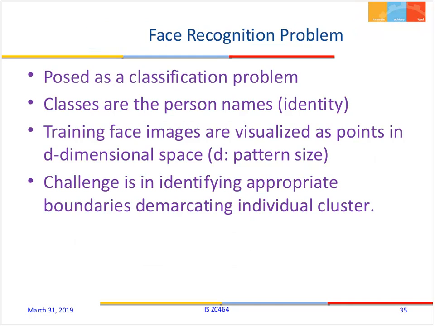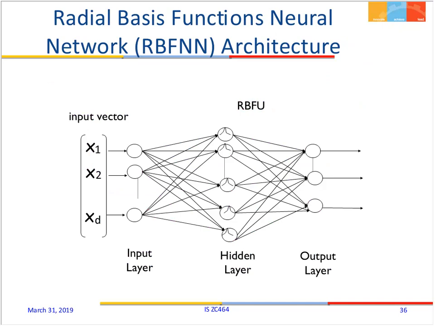So you have understood that the face recognition problem is posed as a classification problem. Classes are the person names, identity, and training face images are visualized as points in d-dimensional space. The challenge is in identifying appropriate demarcating boundaries for each individual cluster. Okay.